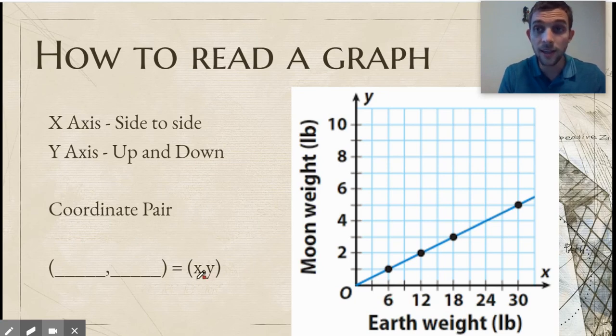Now notice that in a coordinate pair, the x-axis always comes first. So we're going to count along the x-axis until we get to the point, which will be 6. So we're going to draw that as 6. And then we're going to count on the y-axis until we get to the point, and that's going to be 1. So my coordinate pair is going to be 6, 1, and that means that I will have 6 pounds on Earth fitting with 1 pound on the moon.